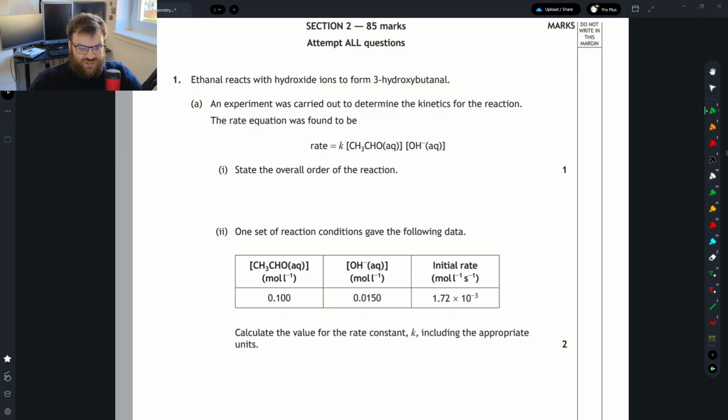Moving on to section 2. First question is asking about the overall order of the reaction. Both the chemicals involved in the rate determining step have an order of 1. To get the overall, you add them together.